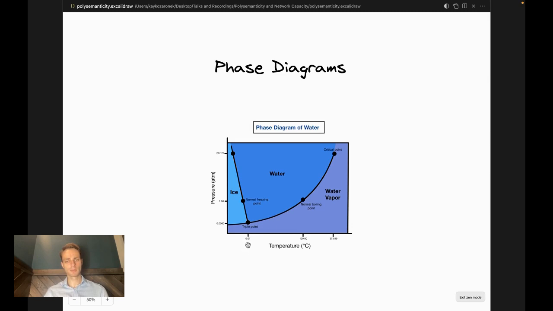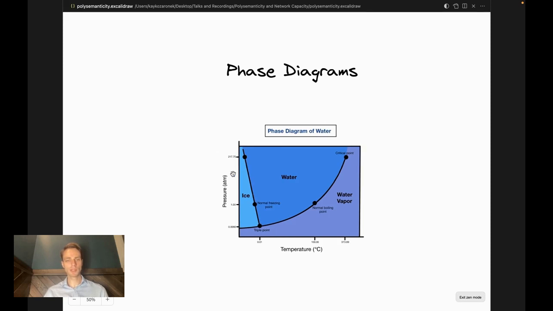If, on the other hand, we look further down here, where the temperature is close to 0, also at an atmospheric pressure of 1, we have the normal freezing point. Now, what is interesting here, for example, is that as we increase the atmospheric pressure, we will have to have a lower temperature for ice to emerge.